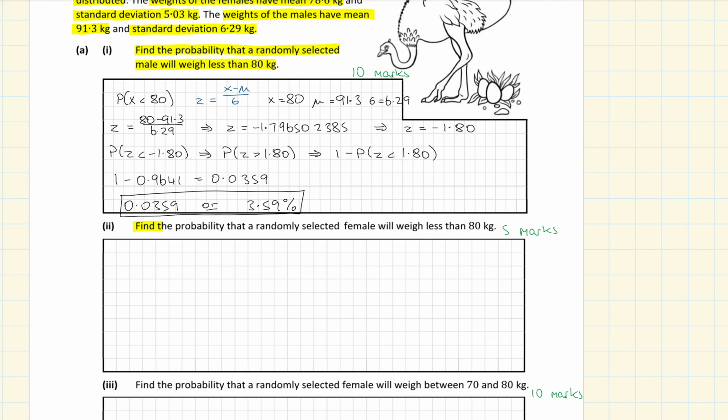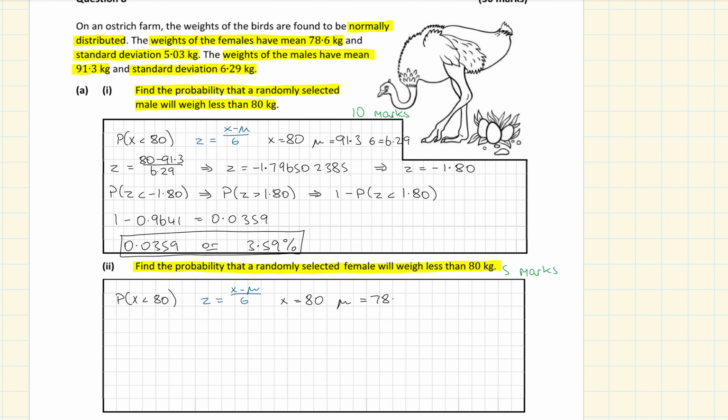Part 2, find the probability that a randomly selected female will weigh less than 80 kilos. So it's the probability that x is less than 80. We need our z-score. My x value is 80. My mean for females, they said, was 78.6. And the standard deviation for them is 5.03. So we get z is equal to 80 minus 78.6 over 5.03.